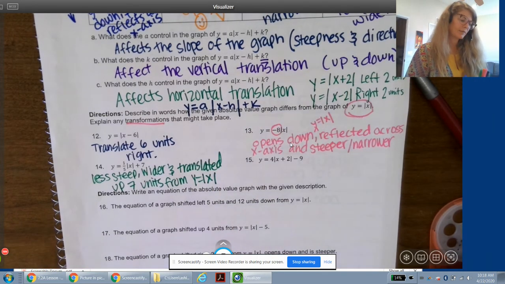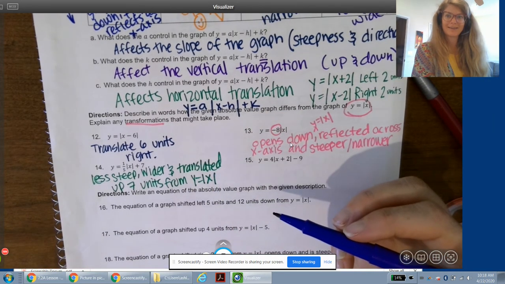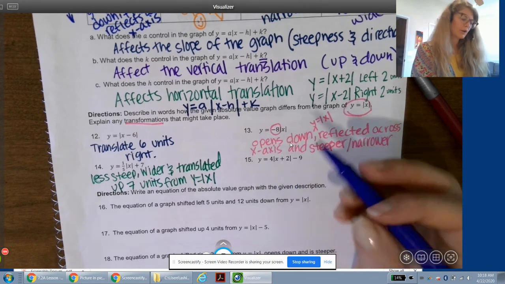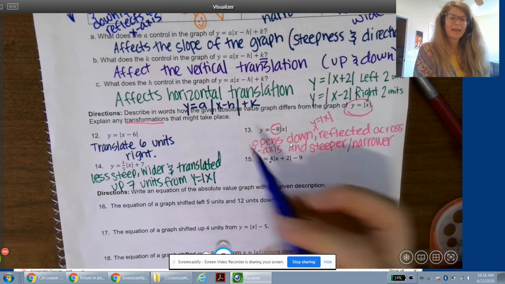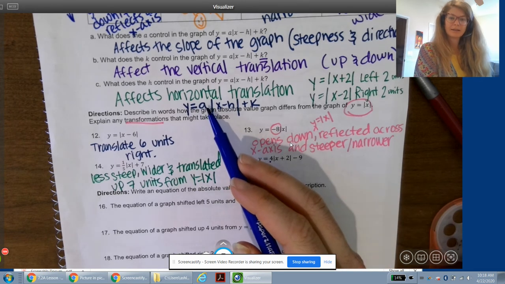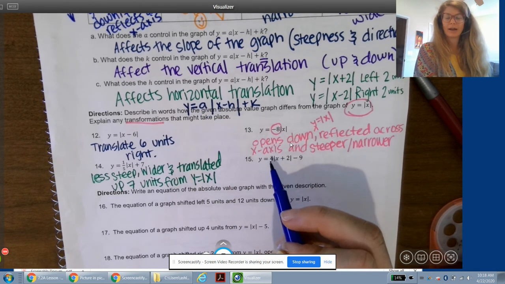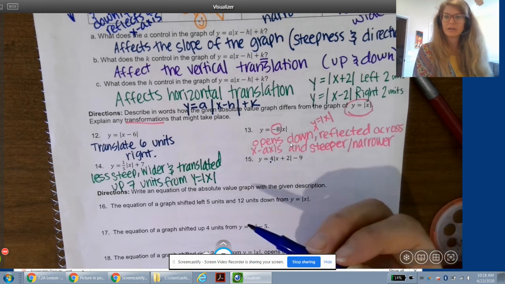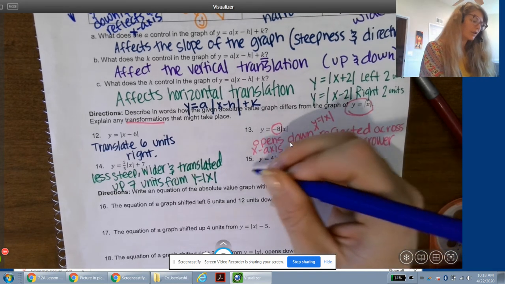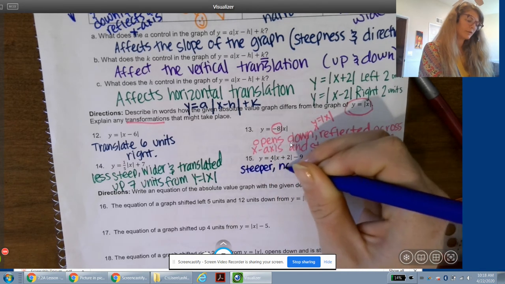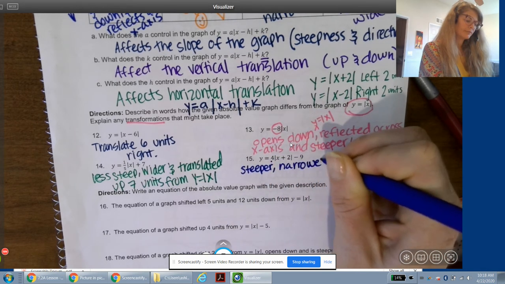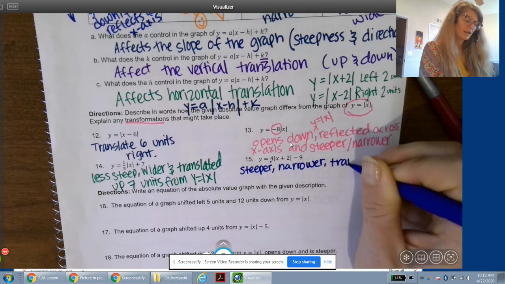Okay, last one. Let's take a look. Oh, we got a lot of things going on here. A little triple threat. So let's start with the 4 on the outside. That's my A value, so it's affecting the steepness, and it didn't change the direction, so I don't have to say that it's the same. We're only talking about things that have changed. So steeper, narrower, translated.